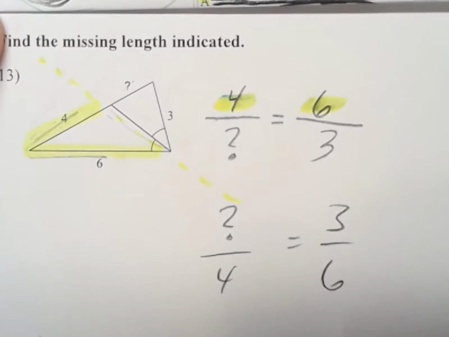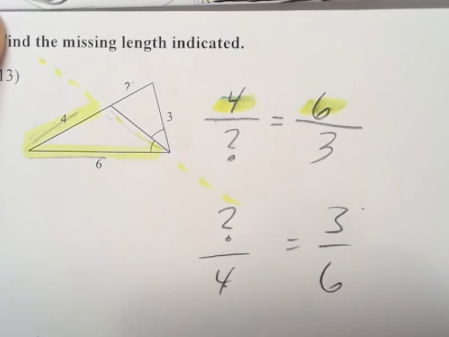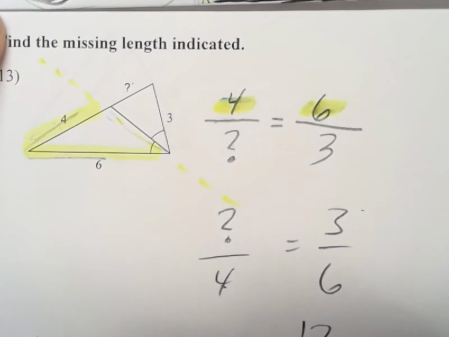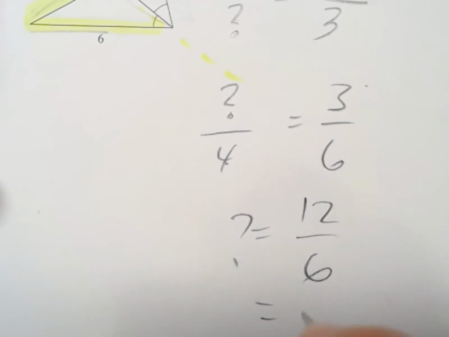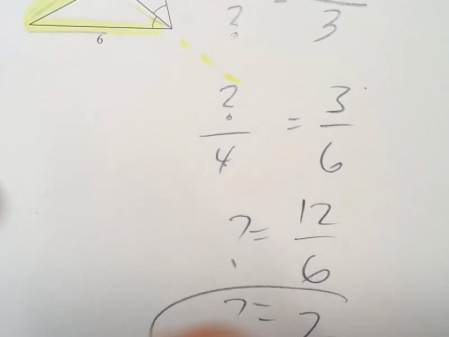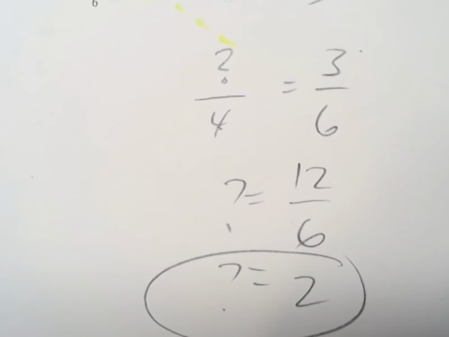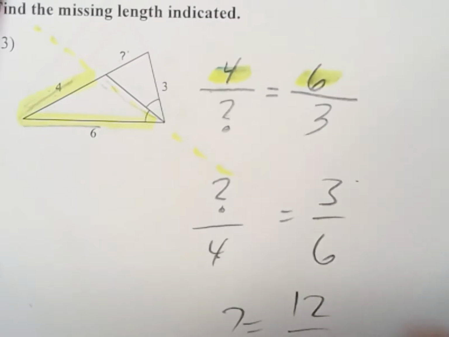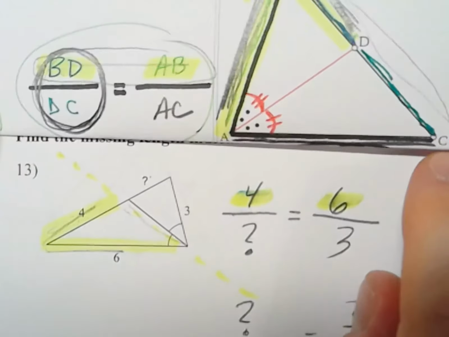Okay, I just took the whole thing to reciprocal. I can bring the 4 up, which gives me 12 over 6, which just gives me a 2. So the question mark is 2.